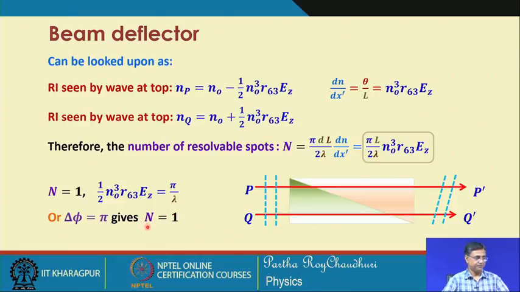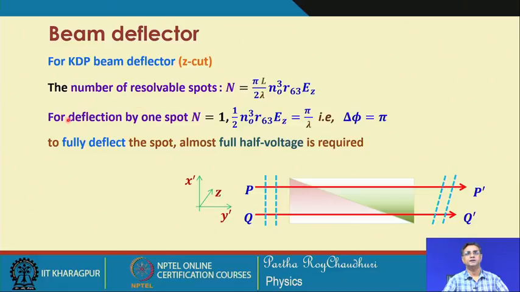So, for one resolvable point we require this, and so for the deflection of at least one spot we require this condition, that n equal to 1. It is the other way, that if you put del phi equal to pi, you will get n equal to 1. To fully deflect the spot, almost full half voltage is required. That is very interesting, but usually for electro-optic crystals the voltage requirement is very high. So, in practice in some applications this is used, but more frequently used is the acousto-optic beam deflector, which we will be discussing on a later occasion.